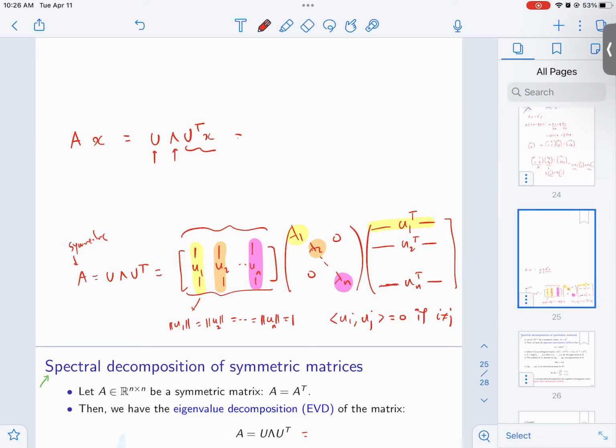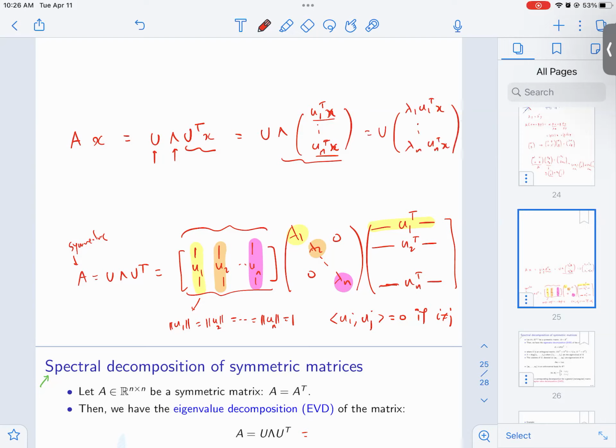So by doing this, when you multiply it, you basically take U1 transpose X, U2 transpose X. This would be U1 transpose X up to UN transpose X. So this is the component of X along U1, this is the component of X along UN. And then you rescale these. When I do that, I get lambda 1 times that, because it's a diagonal matrix. So I'm rescaling these, and these are now my coefficients.